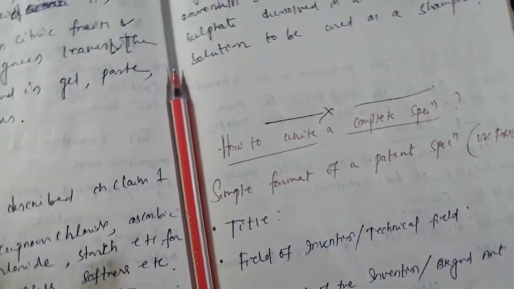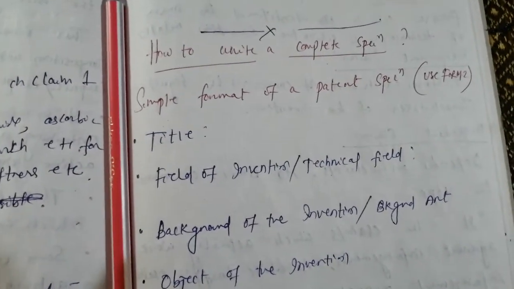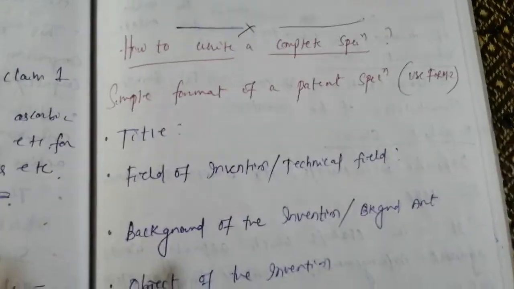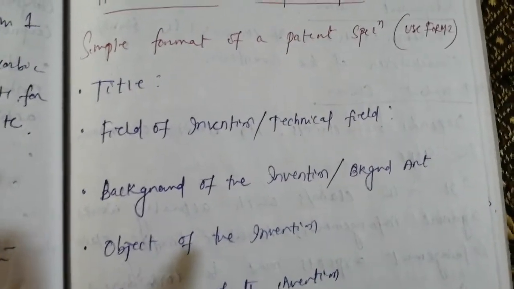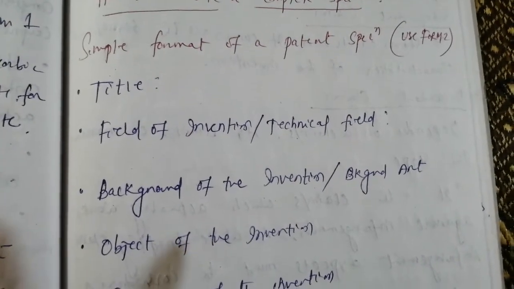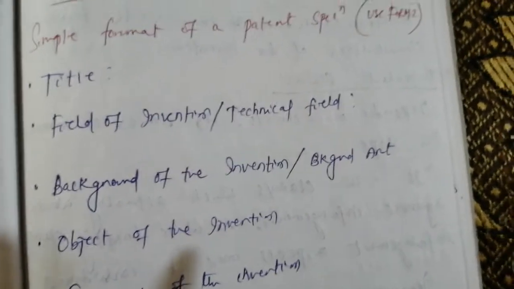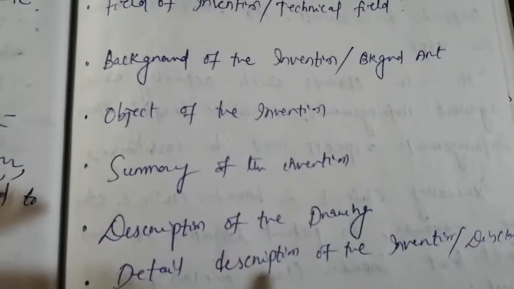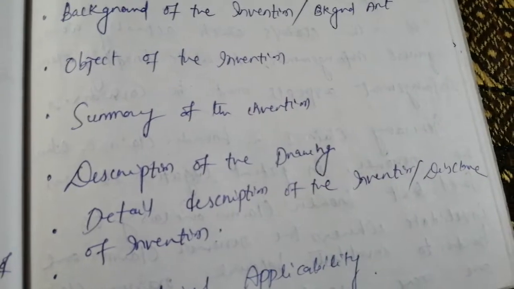Okay, so before we answer specifically to our question, I will let you know how to write a complete specification. Fine. So, simple format of a patent specification, and for this use form 2. The sequence will be like this: title, then field of invention or technical field, background of the invention or background art, that means this deals about the prior arts. Next one is object of the invention. Next is summary of the invention, then description of the drawing, detailed description of the invention or disclosure of invention.